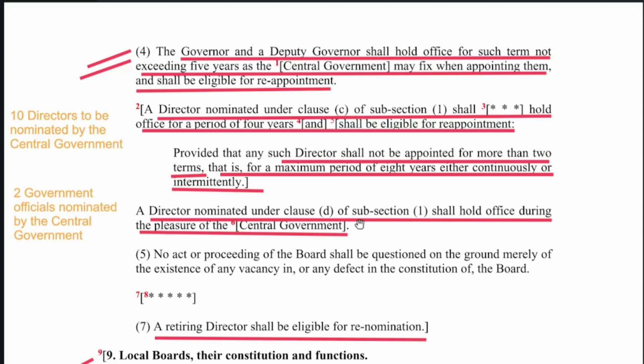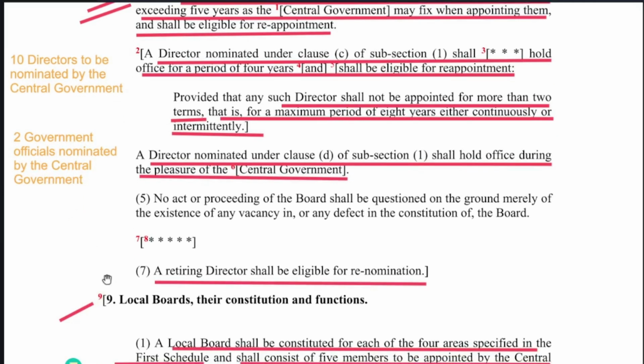Now, a director nominated under clause D. What is clause D? Those two government officials nominated by the central government. A director nominated under clause D shall hold office during the pleasure of the government. The pleasure principle applies with respect to those two government officials nominated by the central government to become part and parcel of the central board of directors of the RBI. Likewise, a retiring director shall be eligible for renomination. This is the same facility that was extended to the governor and deputy governor. The same thing is extended to a retiring director as well.